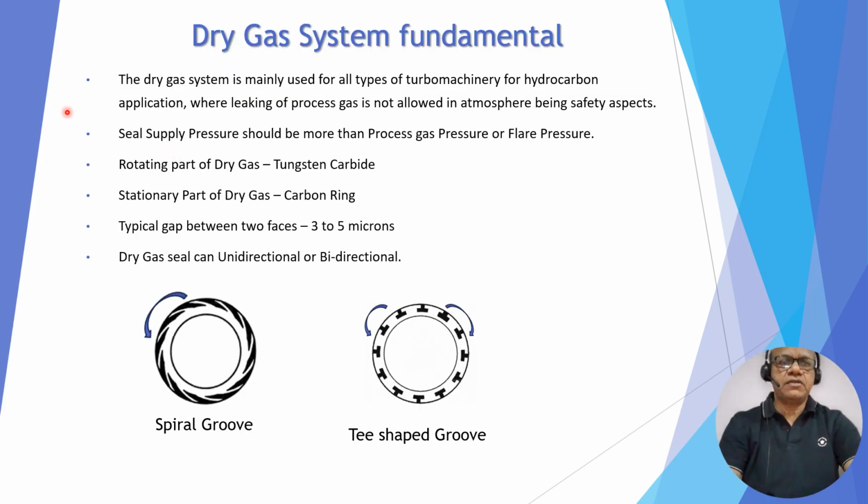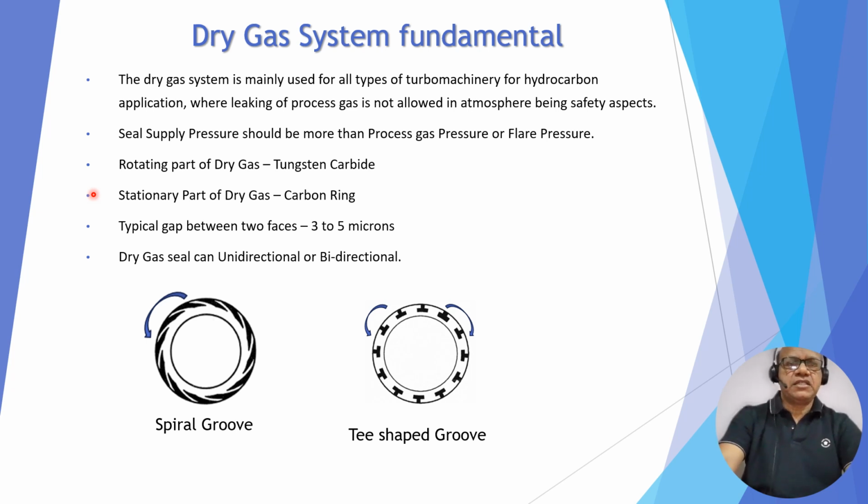Before that, what is the fundamental of a dry gas seal system? It is mainly used for hydrocarbon applications, as leakage of hydrocarbon into the atmosphere is not recommended for safety reasons. The seal supply should be more than the process side as well as the vent side. It has a rotating part, which is normally tungsten carbide, and a stationary part, which is a carbon ring. The gap between these two faces is 3 to 5 micron, and leakage is very minimal.